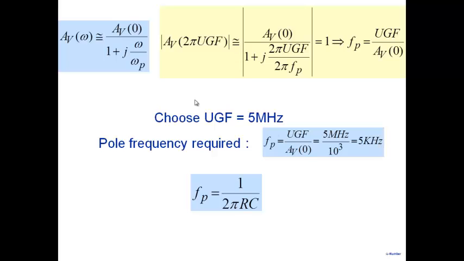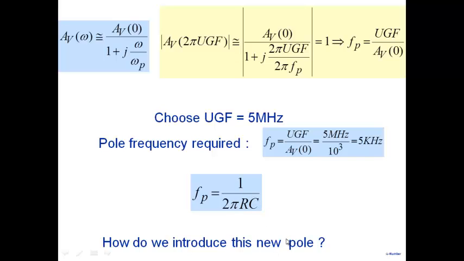Now, note that every pole that you introduce is nothing but an RC time constant. A single pole can be written as 1 by 2 pi RC. So what you're looking for is that 1 by 2 pi RC should be equal to 5 kilohertz. For a 5 megahertz UGF with a gain of 10 to the power 3, you require a pole at 5 kilohertz here. Note that if my gain had been higher, say 10 to the power 5, then that would have required an even lower pole frequency, which means that either the resistance has to be fairly high or the capacitance has to be fairly high here. Okay, so those are the demands on my RC here.